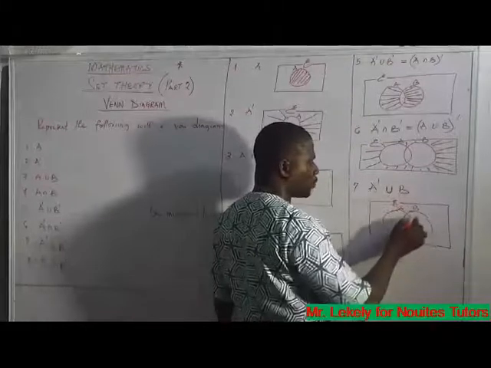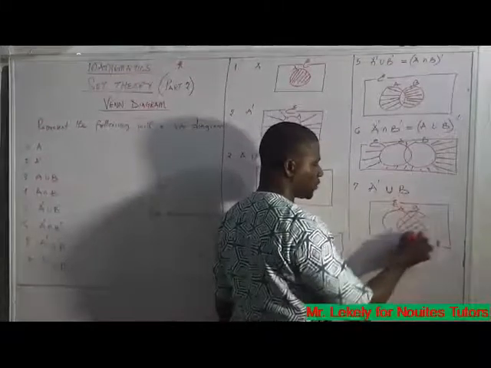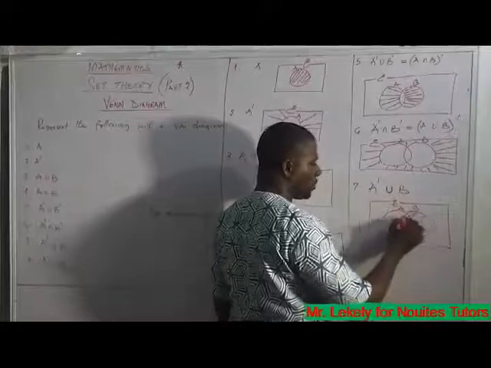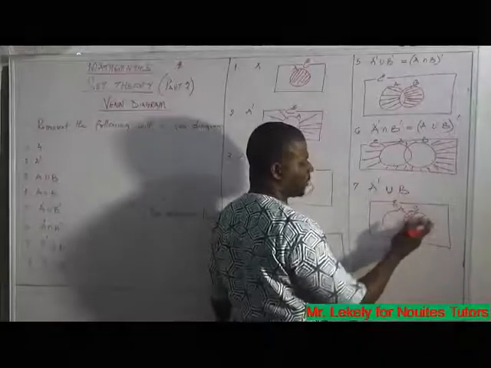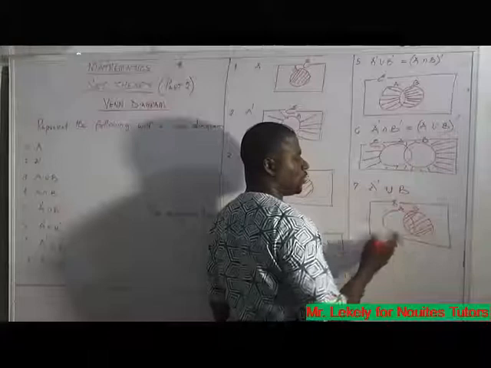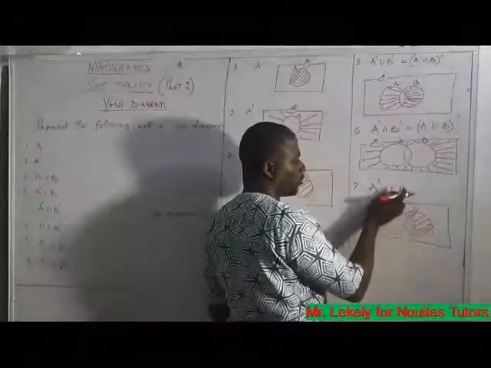So I'm going to have just this. That is shade the whole of B. You can see that you are just shading the small part of A that falls inside B. Don't touch A. Only small of it.